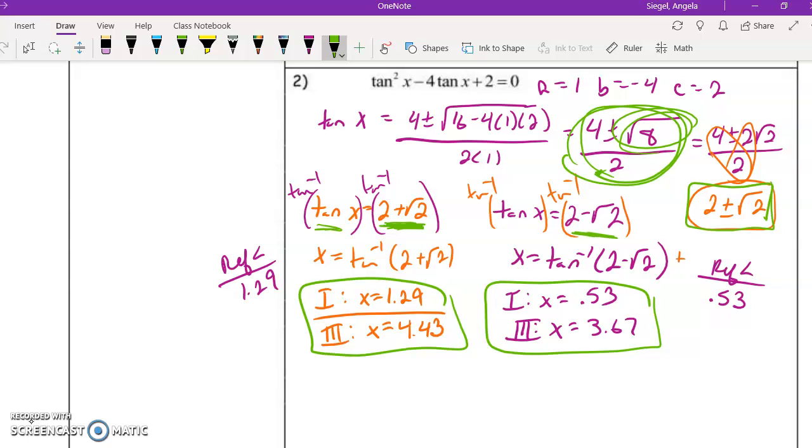And then I knew that this one was also positive because if you take 2 minus the square root of 2, I already knew it was positive. So I really didn't need to find the decimal equivalent. I mean, you can, there's nothing wrong with that. So since they're both positive, notice that all 4 of your answers are going to be in the first and third quadrant. So this is my reference angle for this side, and this is my reference angle for this side.